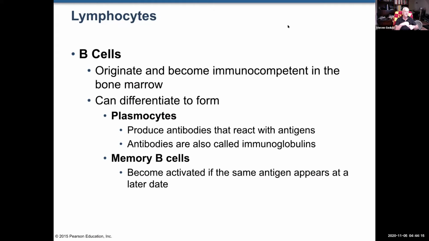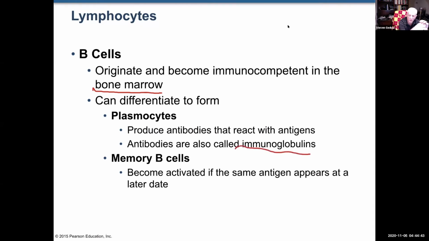B cells originate and become immunocompetent in the bone marrow. So they do not travel. They start in the bone marrow and become immunocompetent in the bone marrow. B cells can differentiate to form memory B cells and plasmacytes. Plasmacytes produce antibodies that bind to an antigen. A little flag comes up and tells the T cells, hey, this is foreign, destroy it. Antibodies are also called immunoglobulins.